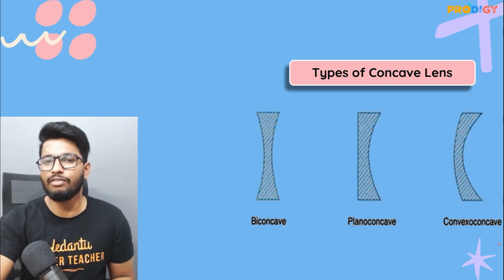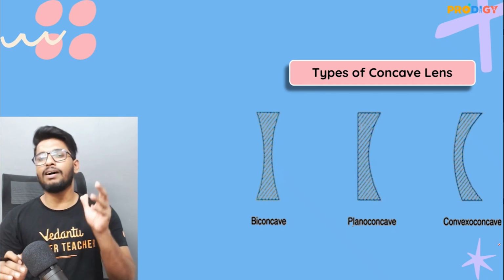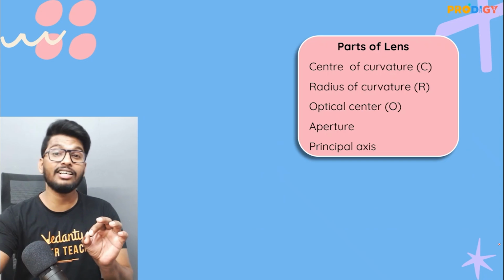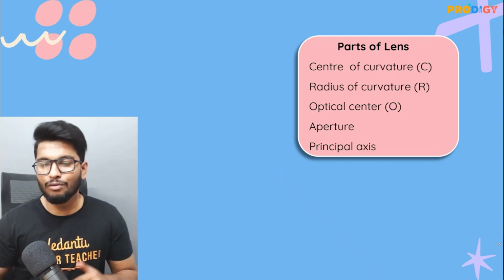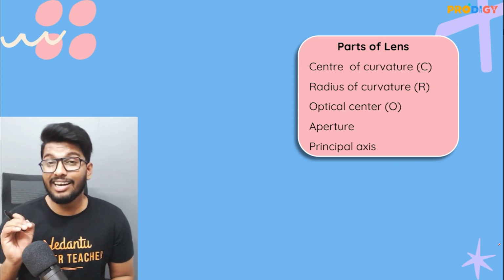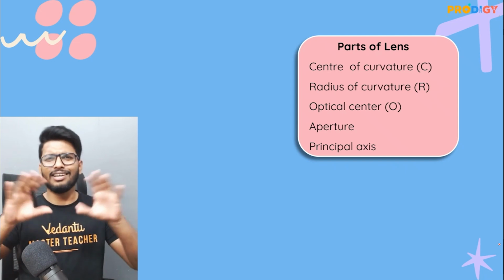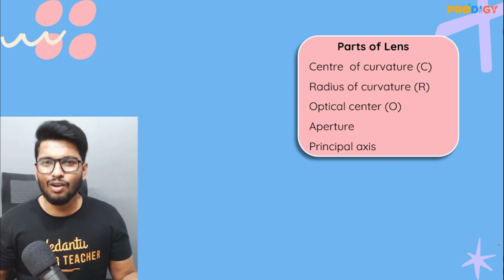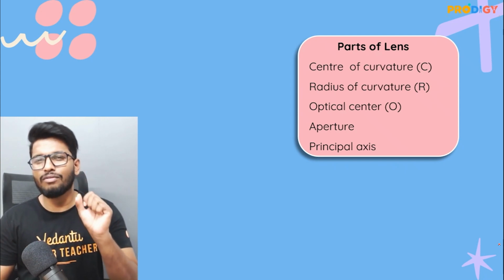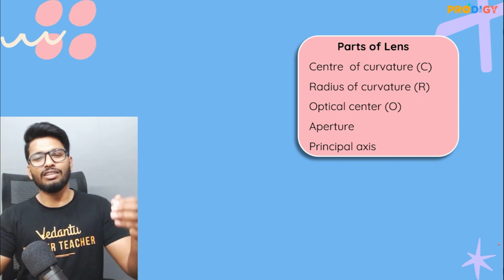Now that you've understood what the different types of lenses are, guys, you also need to understand what the different parts of a lens are, because you're going to be doing a lot of ray diagrams in this particular chapter, which is very, very important. In fact, guys, the ray diagrams can also help you solve your numericals as well. I don't think I have to stress a lot on it, but it's very, very important. So keeping that in mind, let's talk about the different parts of the lens. What are the different components of a lens?